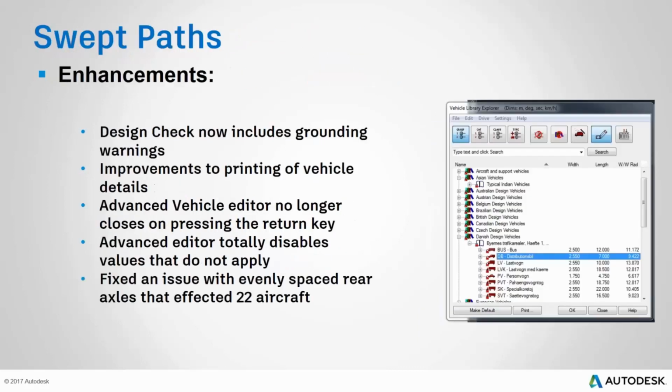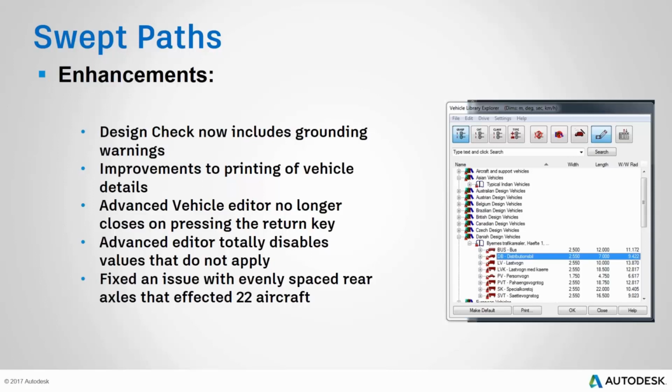So the next area we concentrated on is swept paths. We did a few enhancements, wish list items, and fixed a few defects. We had an issue where the ground clearance, vertical clearance report was placing warning symbols in the drawing, but they weren't showing up on the design check. So we've now extended the design check to list all the ground clearance warnings that were showing up when you do a ground clearance report.